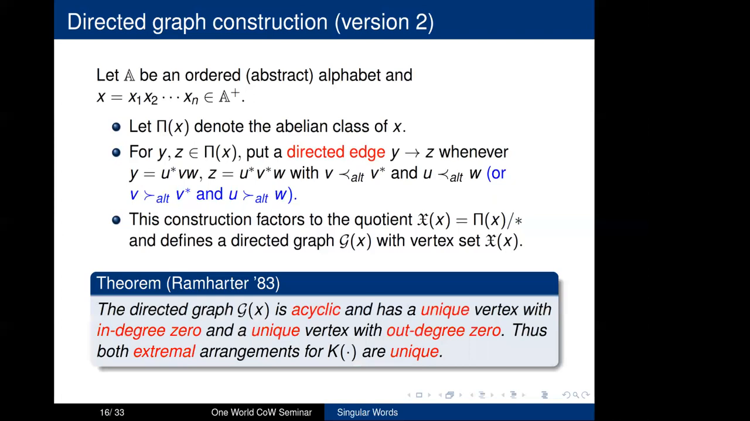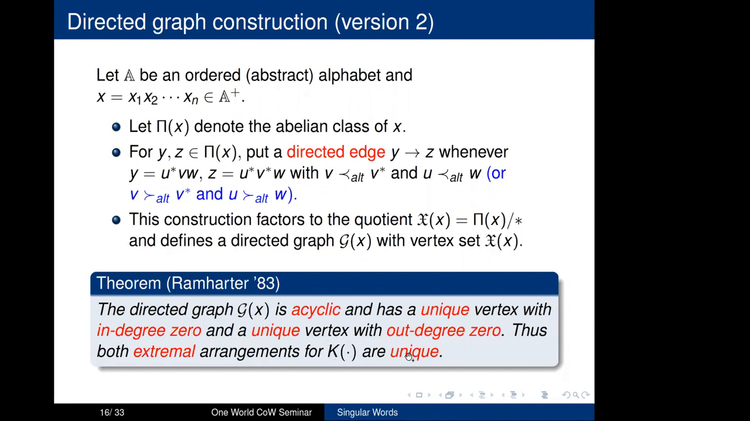And this time the graph is a little bit more regular than the previous one. He's able to show that it's acyclic, and this time there's a unique vertex with in-degree 0 and a unique vertex with out-degree 0. Before, we didn't know about the out-degrees, but here we have a unique in-degree and a unique out-degree. And so it's from this that he's able to conclude that both extremal arrangements for the regular continuant are unique up to reversal.